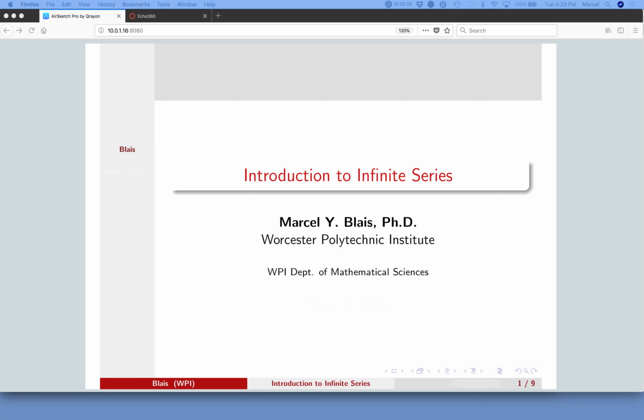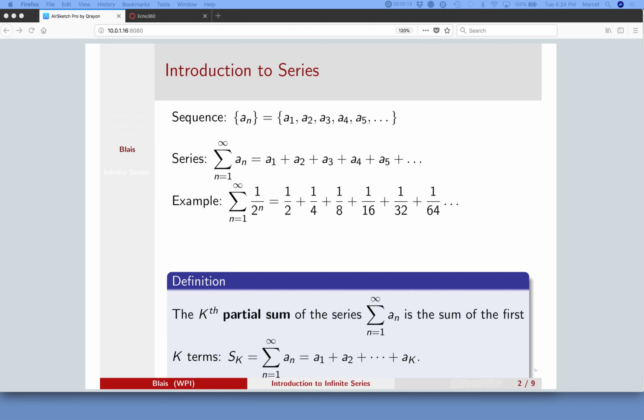Okay, our topic, Introduction to Infinite Series. So let's recall that so far we've focused on sequences. And a sequence is nothing more than an ordered list. So a1 is the first term, a2 is the second term, a3 is the third term, and so forth.